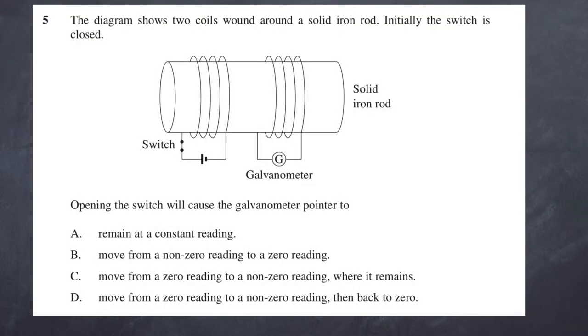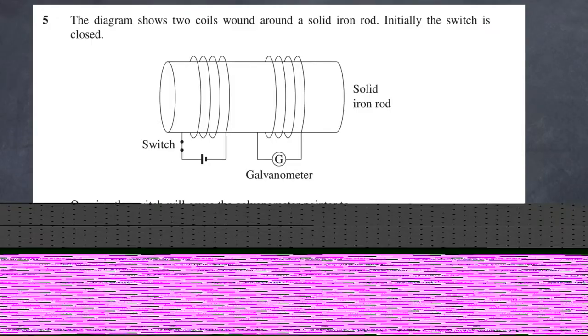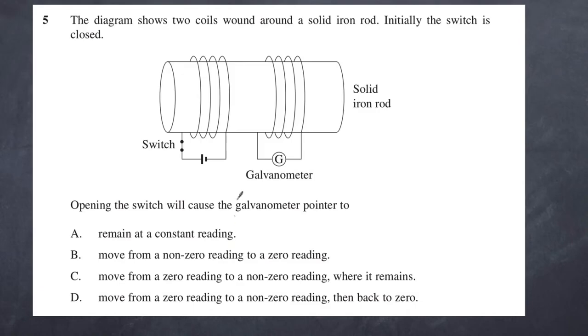This is question number 5 in the paper. The diagram shows two coils wound around a solid iron core. Initially the switch is closed. Opening the switch will cause the galvanometer pointer to: A, remain at a constant reading; B, move from a non-zero reading to a zero reading; C, move from a zero reading to a non-zero reading where it remains; and finally D, move from a zero reading to a non-zero reading and then back to zero again. Before we look at that, make sure you have a good understanding of what's going on here.